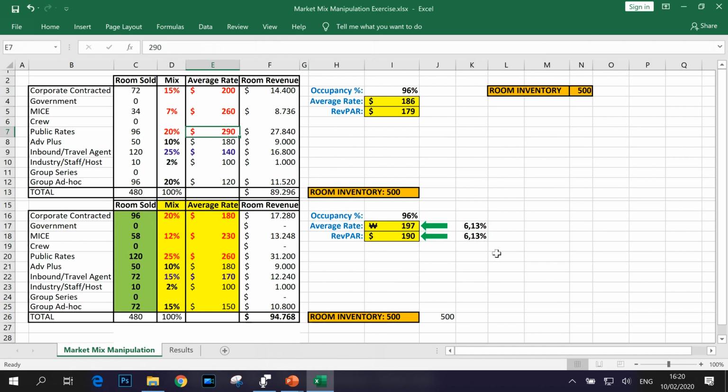Okay? So market mix manipulation is sometimes a very strong, powerful tool you can utilize as a revenue manager or a sales and marketing team to maximize hotel's revenue when occupancy level is already maximized for a certain period of time. Hopefully it's clear enough. Shall we move on to the next slide?